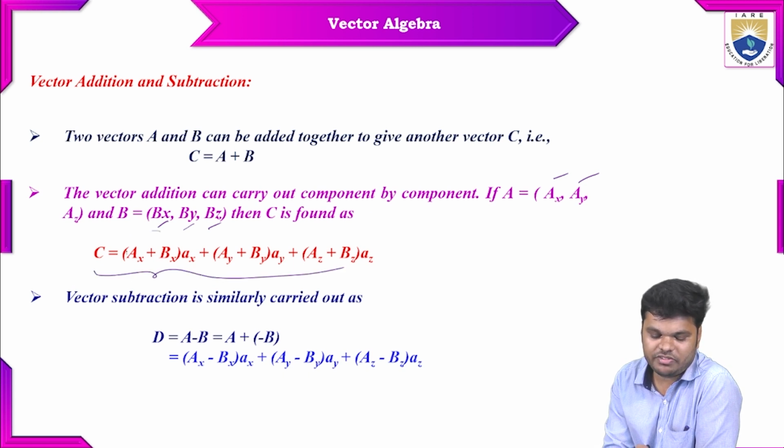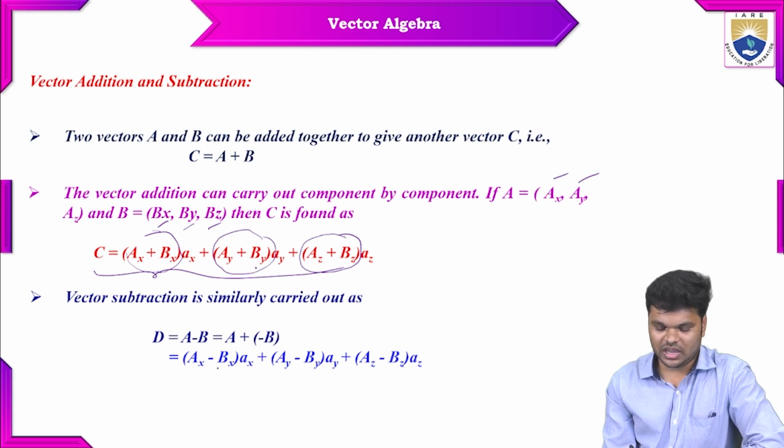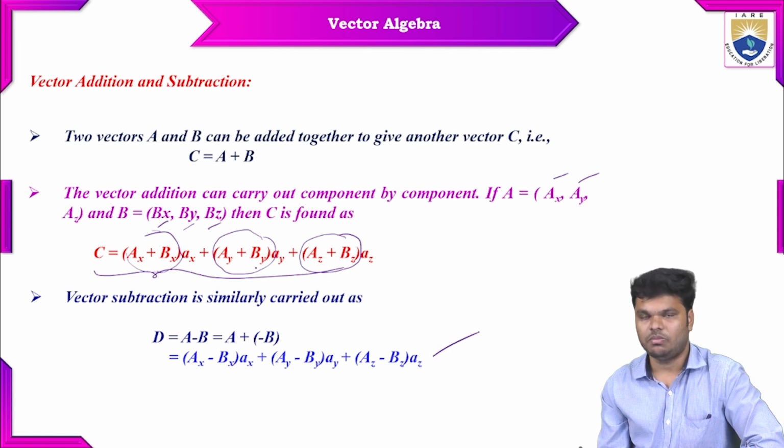You just have to add the components of A and B along X direction to get the component of C along X direction, and add the components of A and B along Y direction to get the component of C along Y direction, and we have to add the components of A and B along Z direction to find out the Z component of C, right? And similarly, you can subtract one vector from the other vector using this formula.